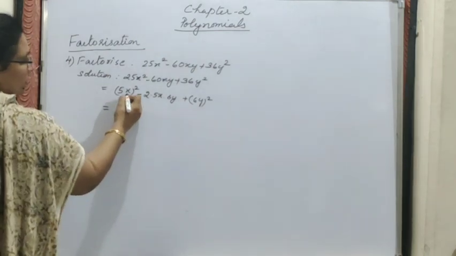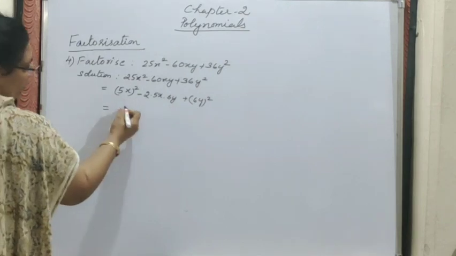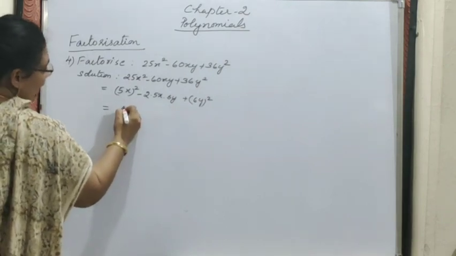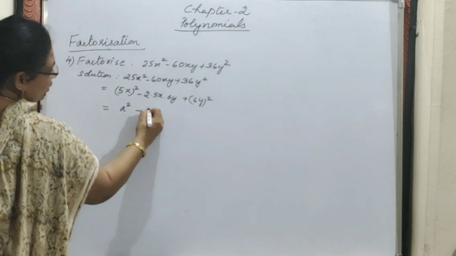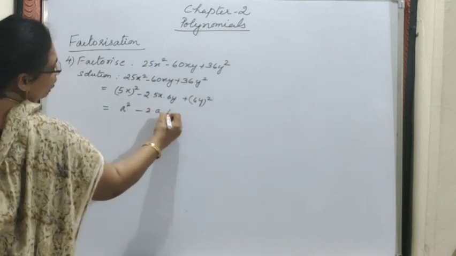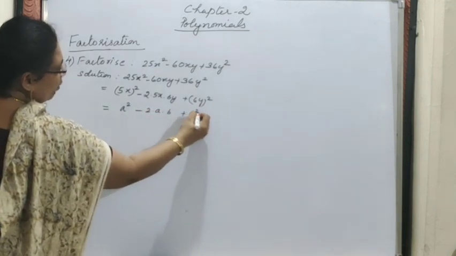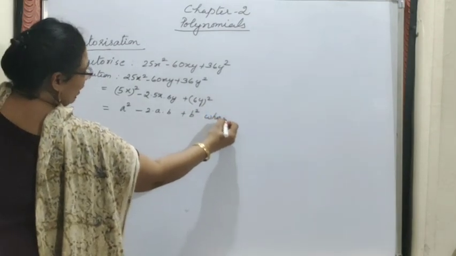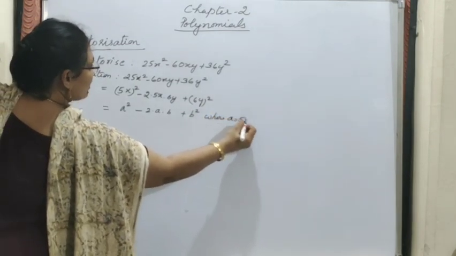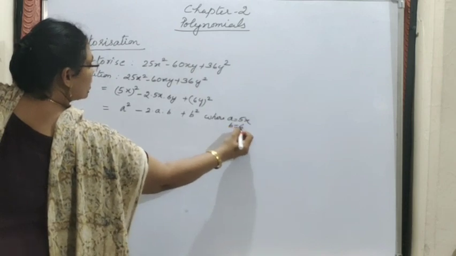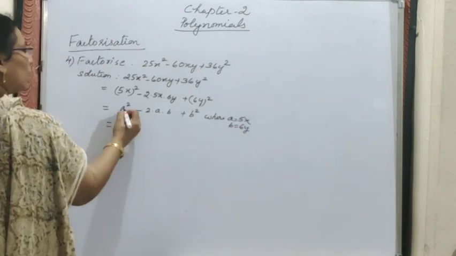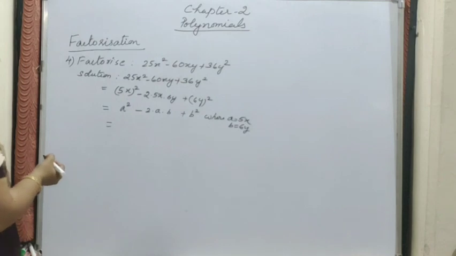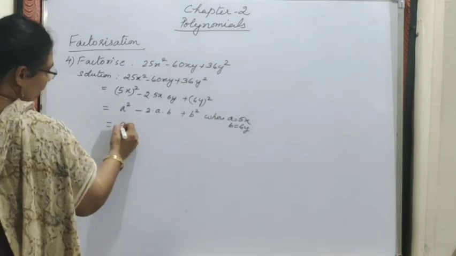Now I am changing this. This is in the form of x and y only. So I am writing this as a square minus 2 into a into b plus b square, right? Now it's not completed. Where a equals 5x and b equals 6y. Now a square minus 2ab plus b square can be written as a minus b whole square.